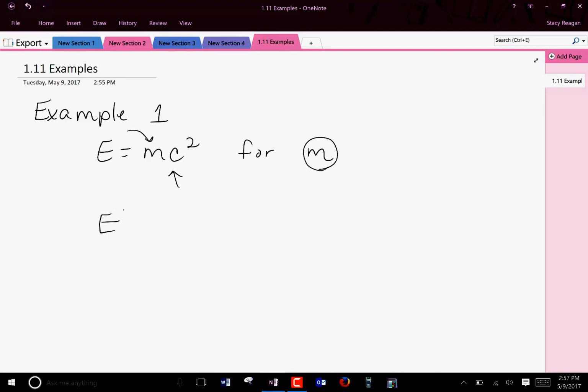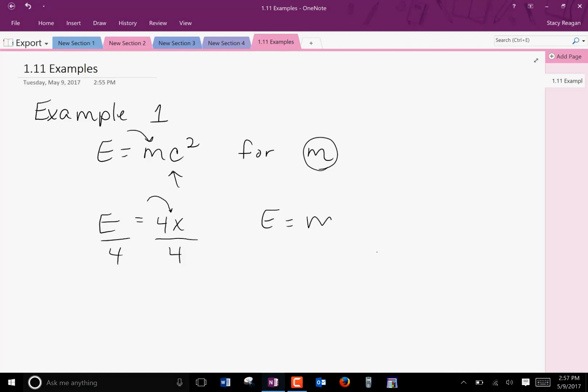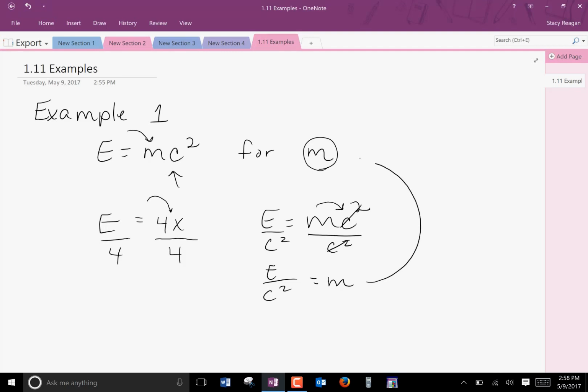If you had a formula or an equation and you had a number next to a variable, you would divide by that number on both sides to get rid of it. So in this one, since we have the m over here and it's against this c squared, we would divide by the c squared in order to get the m by itself. That's our only goal, to solve for the variable that they're asking us to solve for. Once it's by itself, we don't have to worry about anything else.